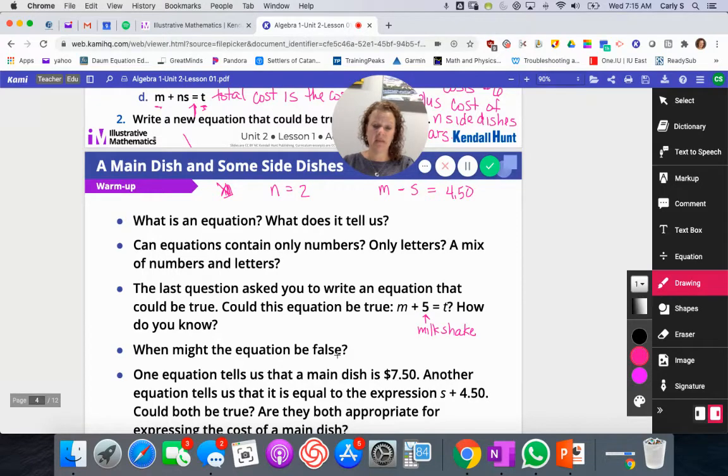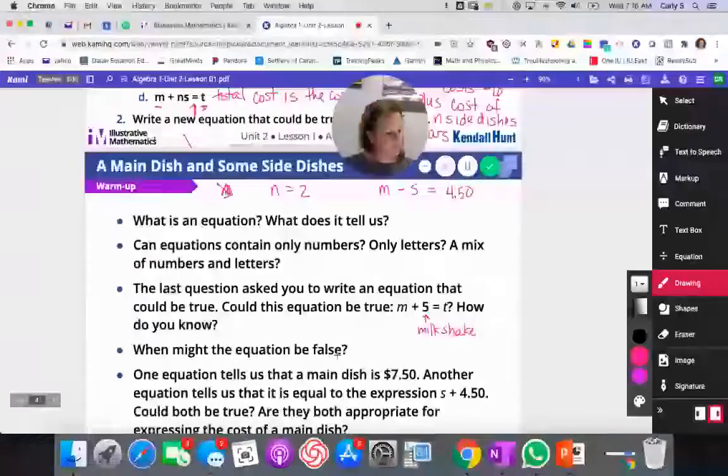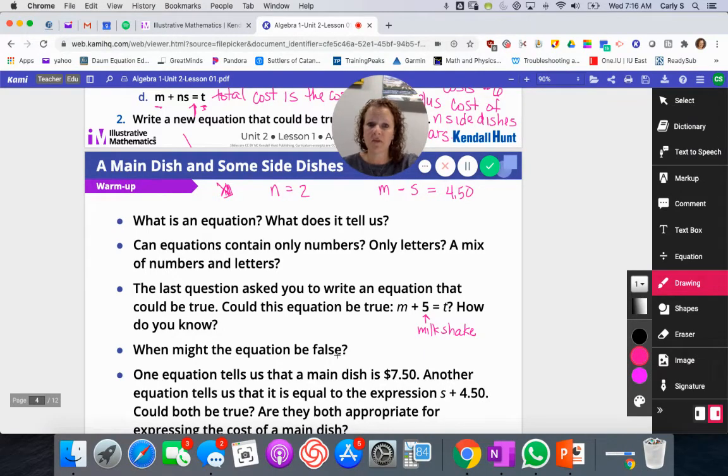Any equation can be false if it doesn't balance out, if the M plus 5 really wasn't equal to T. Maybe your debit card statement said you spent $13 at a restaurant when really you only spent $10 and there was a mistake. The main dish plus the tip equals the total cost of the meal. It can be a lot of different reasons. Yeah, it could be false if the numbers don't add up.